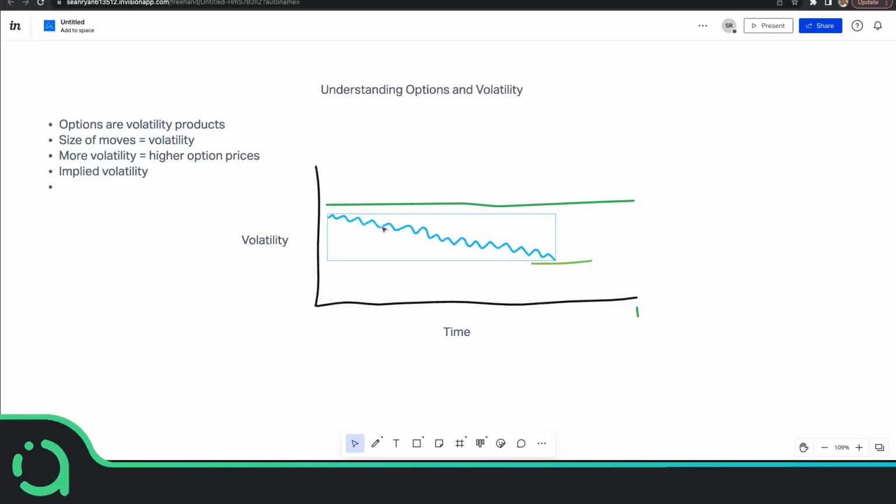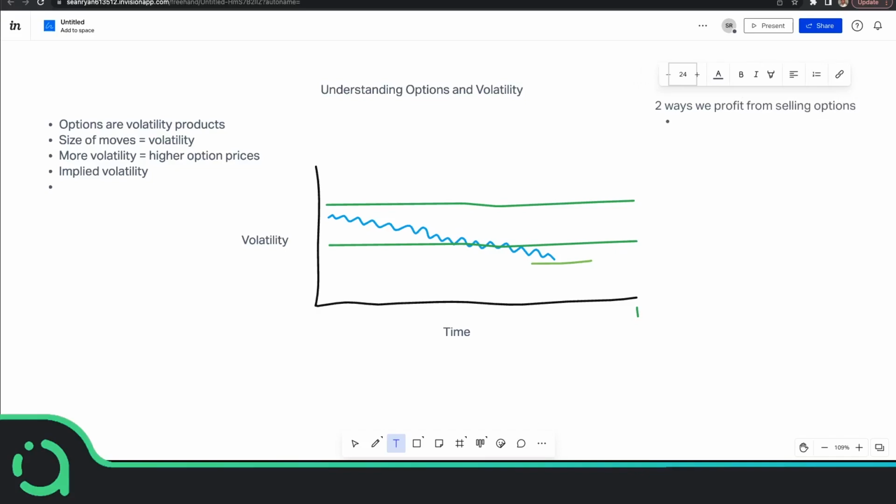At the same time as this is moving down, there's also the chance the market says, wait a minute, maybe our forecast of the future, the implied volatility we were quoting these options at is too high and we need to adjust it. So this level here might actually come down, maybe to here. And what this points us to is that there are two ways we profit from selling options. The first is the level of implied volatility comes down.